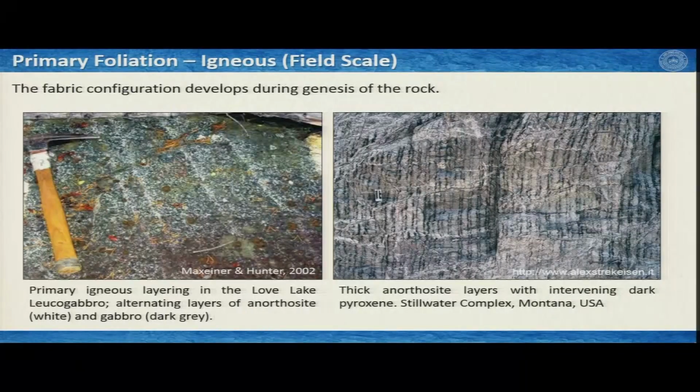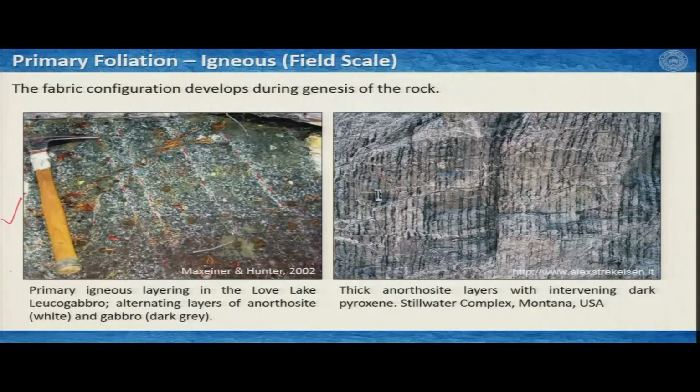Okay. Here you see two images. This is primary foliation, igneous, at field scale. The first image that you see here is an image of a leucogabbro. This field photograph reveals alternating layers of anorthosite and gabbro. These white lines that you see here, which are repetitive, occur in the field penetratively. These white things are anorthosite, and all these dark things that you see as the host rock are gabbro.